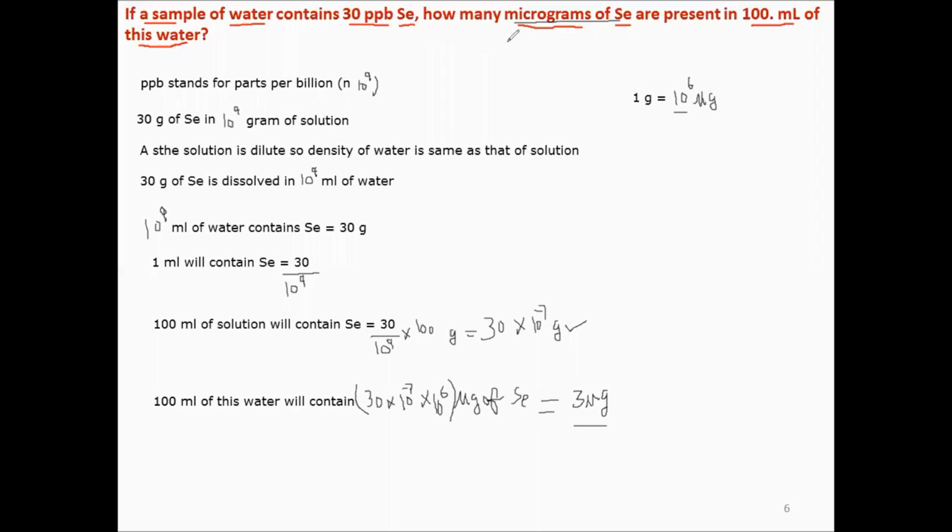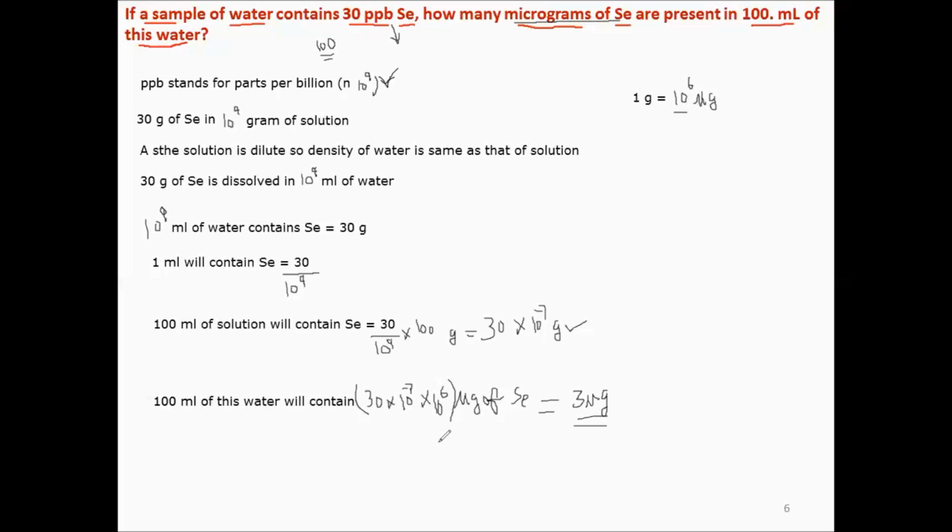He asked us to calculate micrograms of selenium in 100 ml of water. So to solve this numerical, we just need to know the meaning of parts per billion, which means parts per 10 raised to the power 9 parts, as percentage is by 100. Similarly, parts per billion is by 10 raised to the power 9. And similarly, we have a term ppm, parts per million, that we will do in our next numerical. So the answer is 3 microgram of selenium.